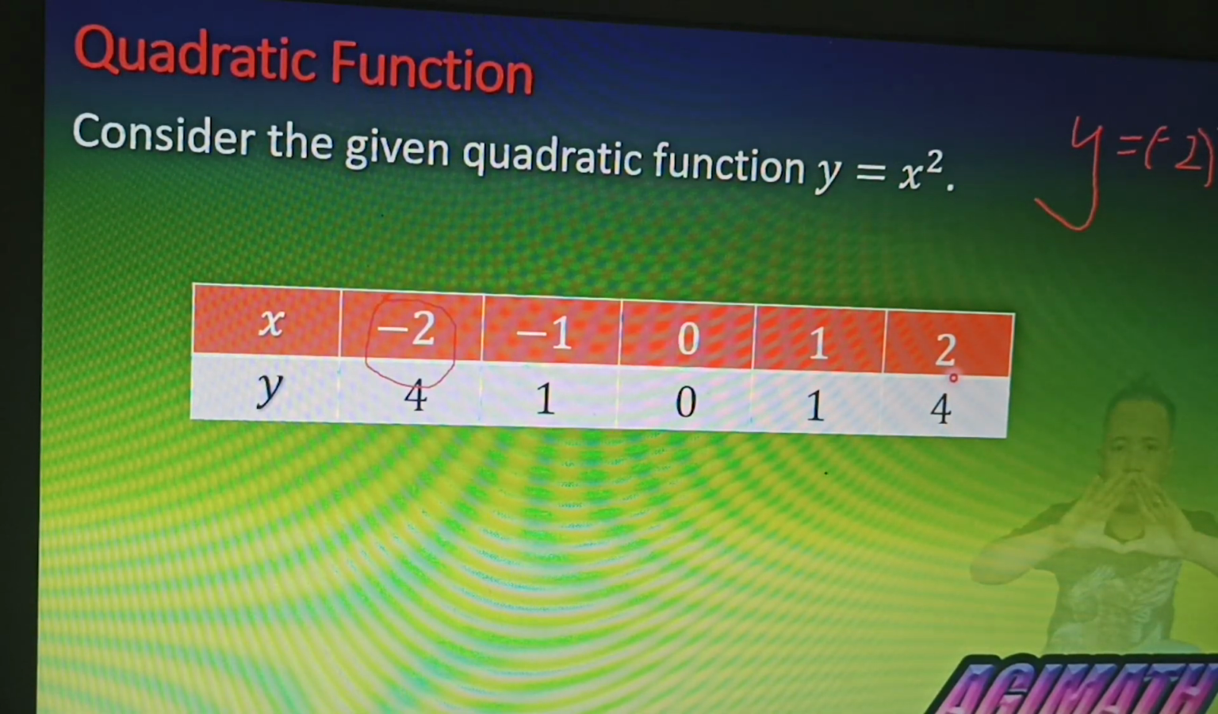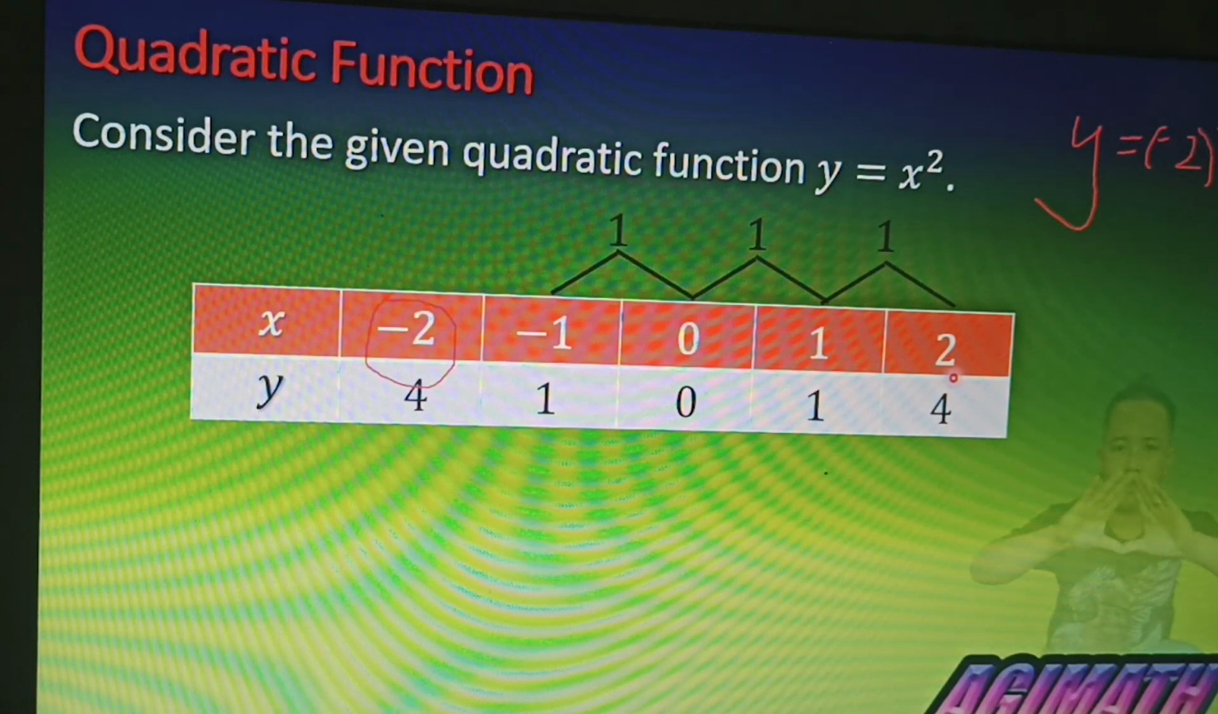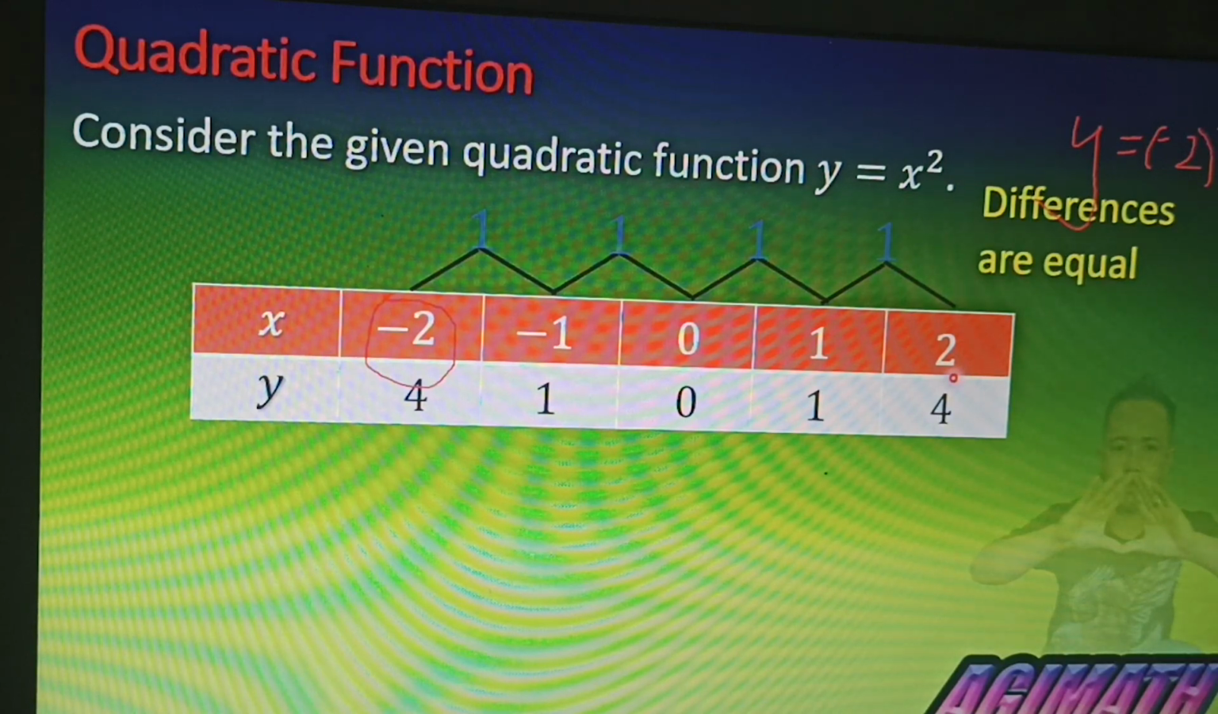Again, I'm used to doing it from right to left. 2 minus 1 is 1, 1 minus 0 is 1, 0 minus negative 1 is 1, negative 1 minus negative 2 is 1. And the same question, what do you observe? The same answer, differences are equal.